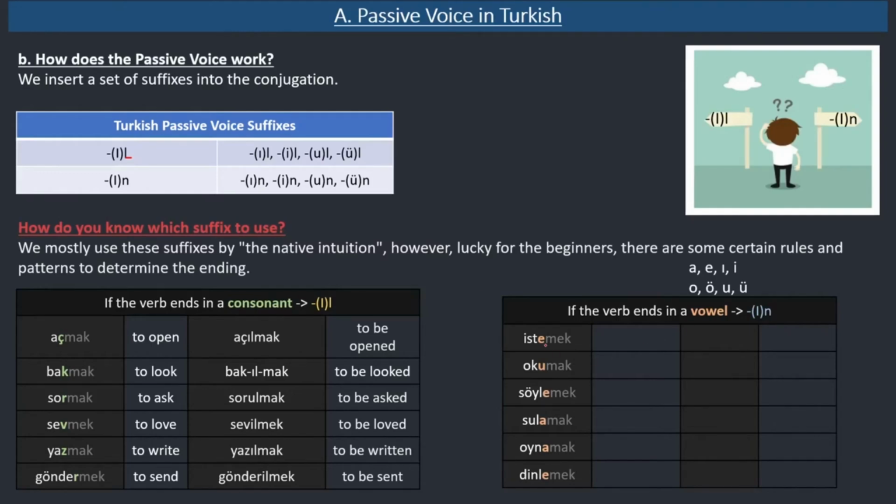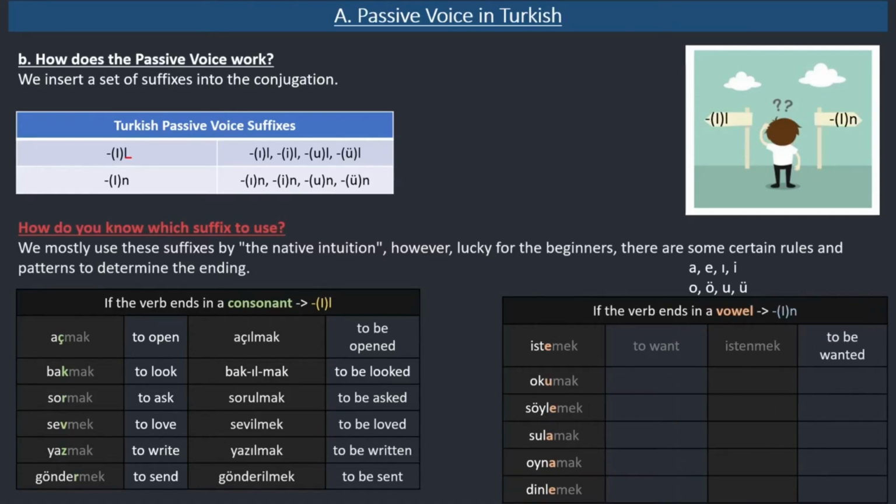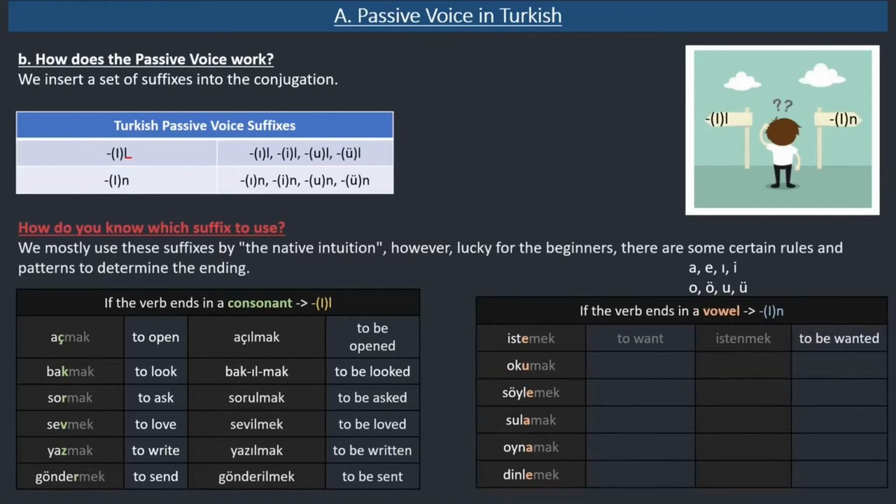This time, these are vowels, like iste. So istemek, to want. İstenmek, exactly, is correct. İstenmek, that means to be wanted. To be wanted. Let me adjust the table to fill in the text better.